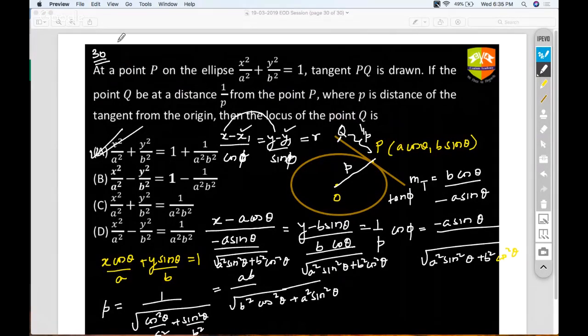This is a slightly lengthy question, but the process was simple. You had to use the distance form, and of course, you should know the equation of a tangent in parametric form.